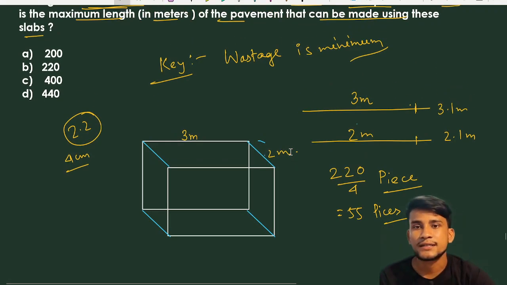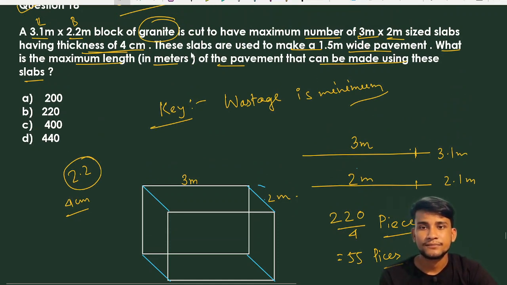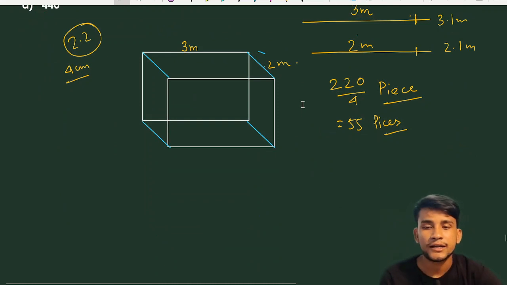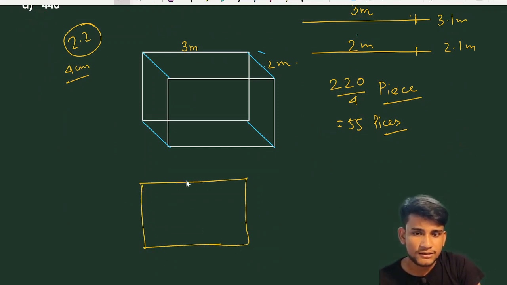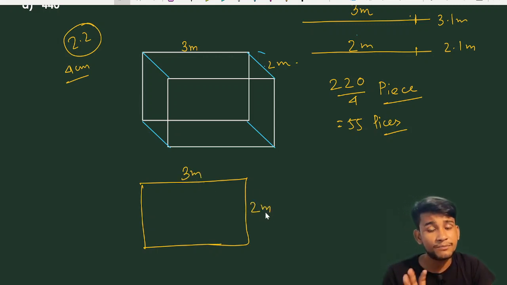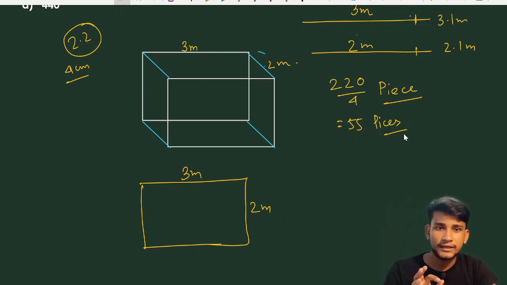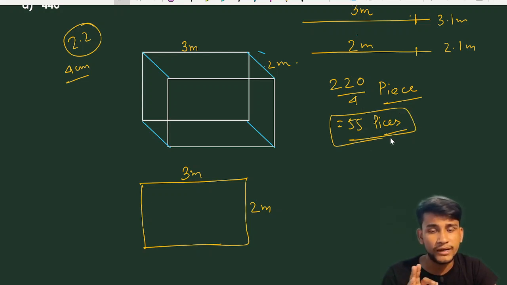Now it says that the slabs are used to make a 1.5 meter wide pavement. Now we have this slab, this is suppose 3 meter and this is suppose 2 meter. Skip the thickness, because all slabs have a thickness of 4 centimeter. Now we have just 55 pieces of slabs.